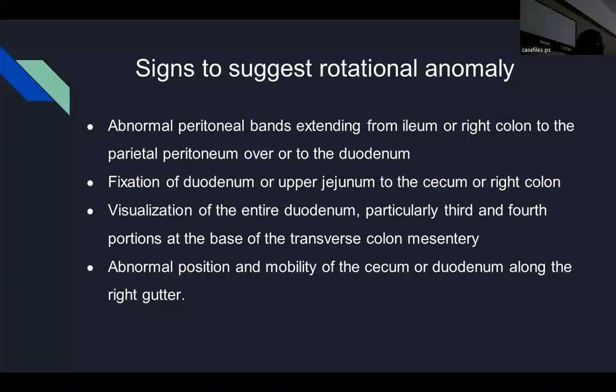Some of the signs which can point us towards the probability of a rotational anomaly include abnormal peritoneal bands which extend from the ileum or the right side of the colon towards the parietal peritoneum across the duodenum, which is suggestive of Ladd's band. There can be fixation of the duodenum or upper jejunum to the cecum or the right colon in a similar way. Visualization of the entire duodenum, particularly the third and the fourth portions, at the base of the transverse colon mesentery, and abnormal position as well as mobility of the cecum or duodenum along the right gutter can also indicate malrotation.